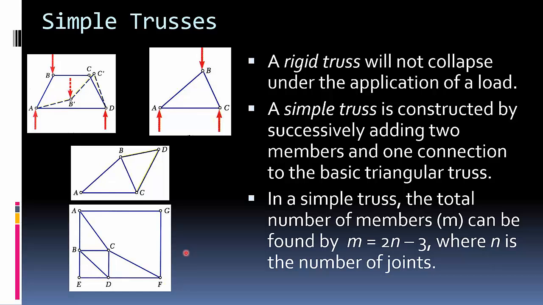In a simple truss, the total number of members, we're going to call it M, can be found by the simple equation: M is 2n minus 3, where n is the number of joints. So how many members are here? Well, you can go through and count the joints. So 1, 2, 3, 4, 5, 6, 7 joints. So 2 times 7, 14, minus 3, it's 11. So you're going to find that there's 1, 2, 3, 4, 5, 6, 7, 8, 9, 10, 11 members of the truss.